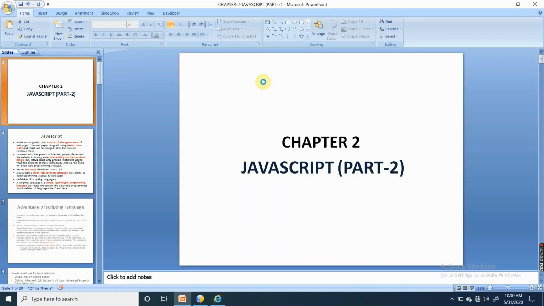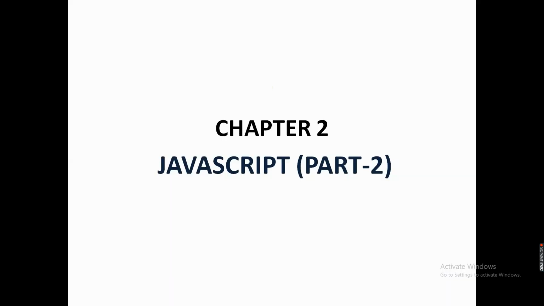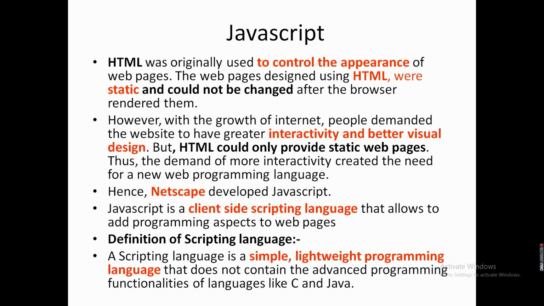JavaScript. What is the need of using JavaScript? You all know HTML language. HTML language was originally used to control the appearance of the web page. The web page designs using HTML were static and could not be changed once rendered on the browser. So when we were clicking on the submit button on a static page, you were not getting the expected output.